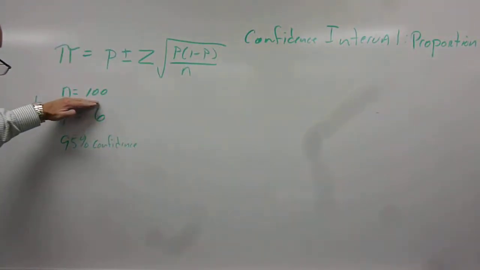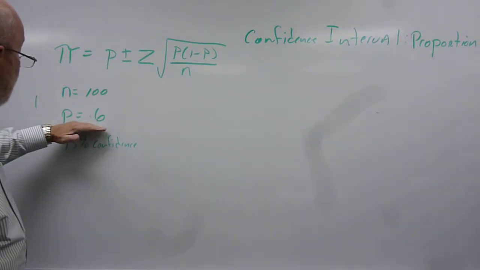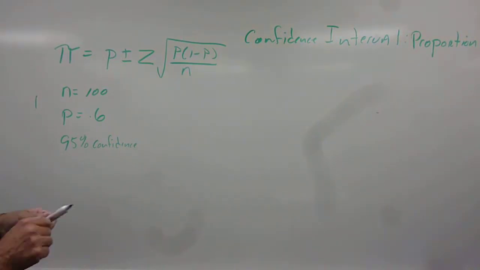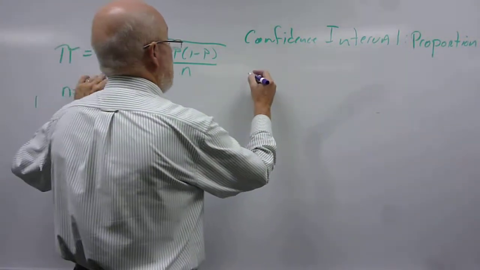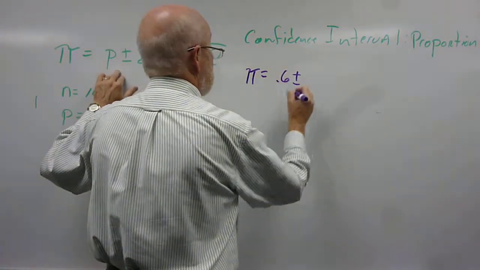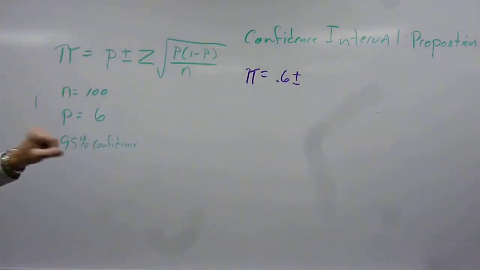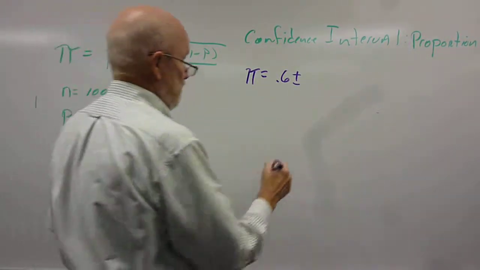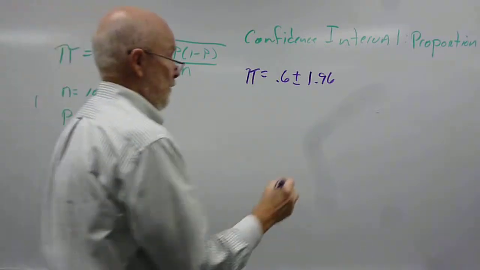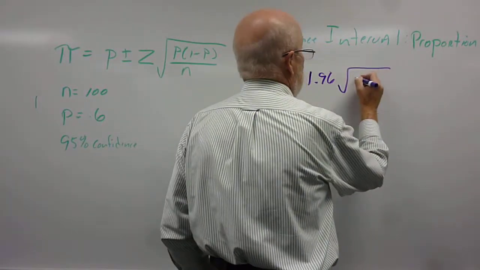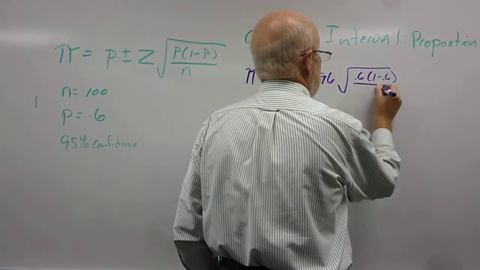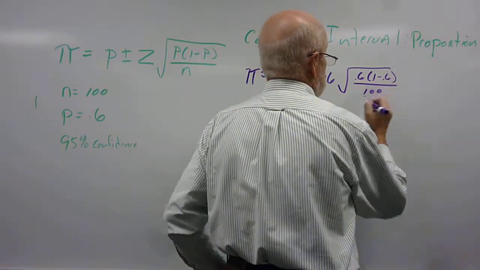We have our sample size is 100, our proportion is 0.6, and we want to be 95% confident. So we plug those numbers into our calculation. So we are pretty confident that pi is equal to p, which is 0.6, plus or minus z, and our z is based on 95% confidence level, and we know that to be 1.96. And then we plug in our square root. We have 0.6, which is p, times 1 minus 0.6 up here, and down here we have our sample size, which is 100.